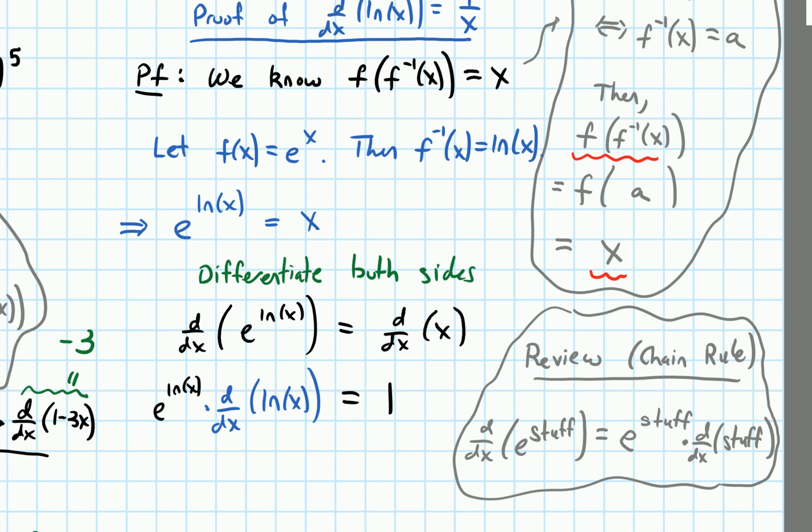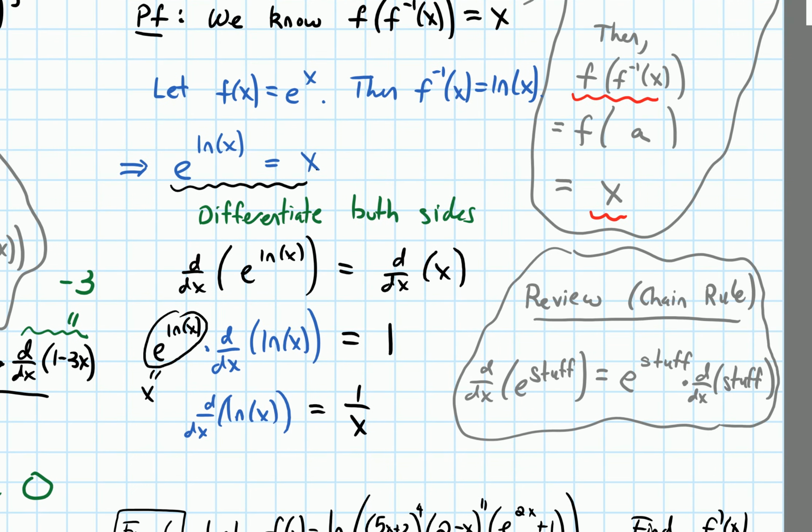All right, so we have this e to the ln of x. But remember, we know what that is. We know that e to the ln of x equals x. So that equals x. So now let's just divide that over to the right-hand side. And if we do that, we get the derivative of ln of x equals 1 over x. And that has proved it.